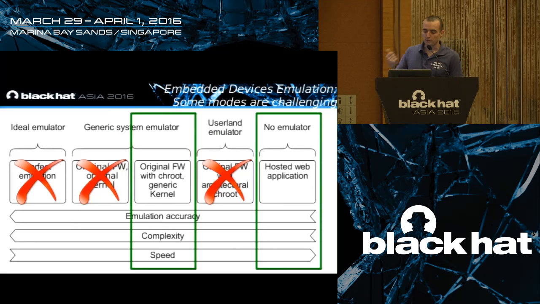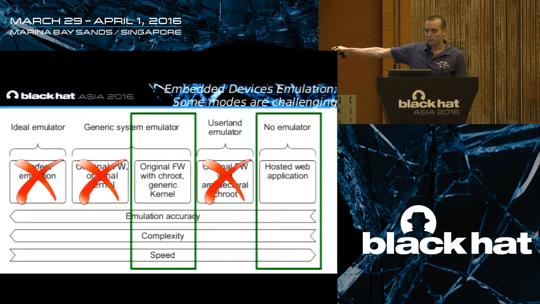So for our test, we chose the hosted web application testing, where we put the document roots we detect on an x86 Linux in /var/www and test. And for the main testing, we use the original firmware and the stock ARM, MIPS, PowerPC kernel, which is precompiled, and we use it as it is.